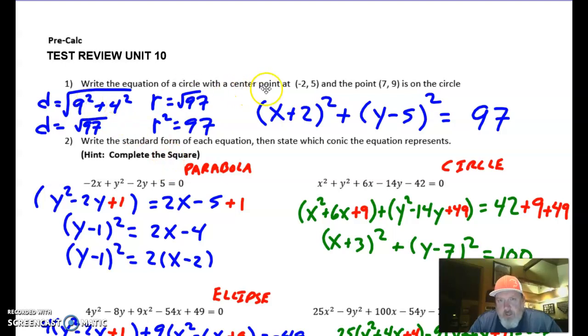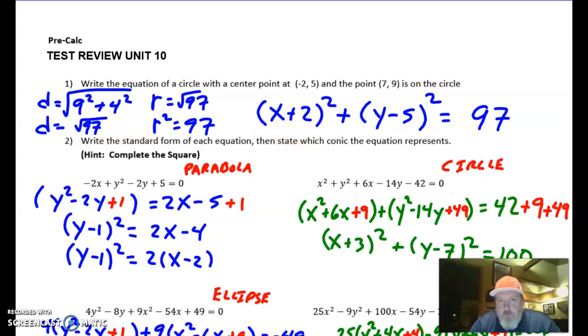So number one, they give you a center point and a point on the circle. You got to find the radius first. Then you can plug that in to your equation of a circle. Remember, it's x minus h squared plus y minus k squared, so you do the opposite signs.